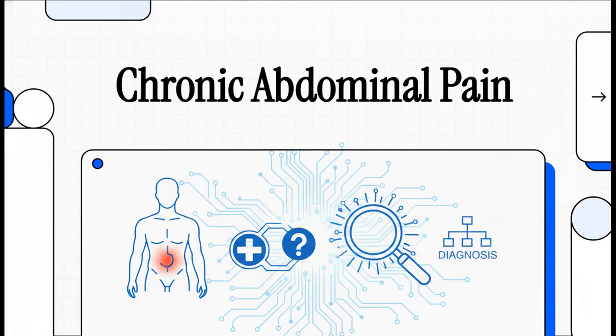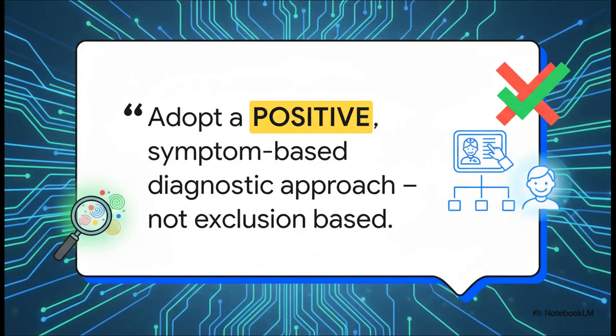Welcome to this explainer. Today we are putting on our medical detective hats. We're looking at a fascinating and highly practical algorithmic framework used to crack the case of chronic abdominal pain. Differentiating between functional pain, like irritable bowel syndrome, and organic disease can be super tricky, right? But it is absolutely essential for patient care. We're going to use this structured approach to follow the clues, decode the symptoms, and confidently arrive at the exact right diagnosis. So let's dive right into this.